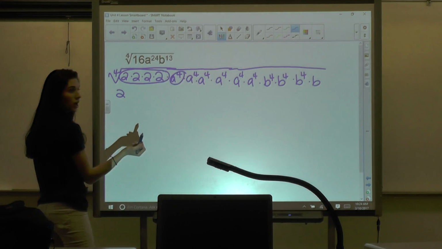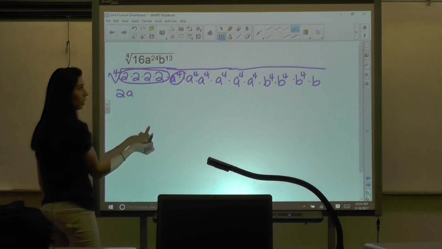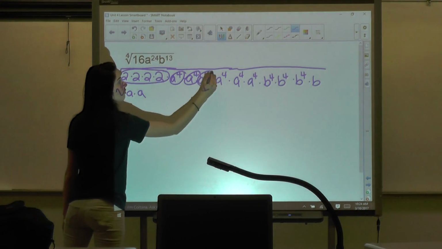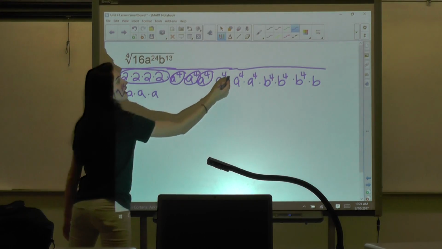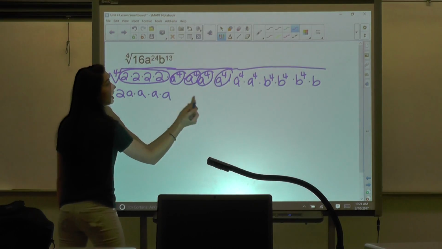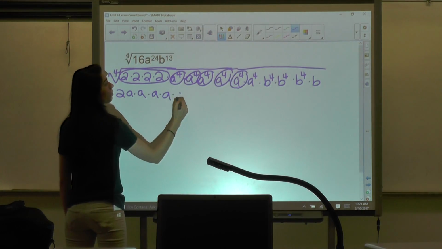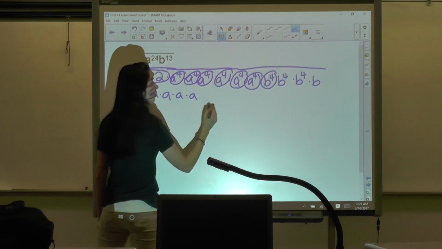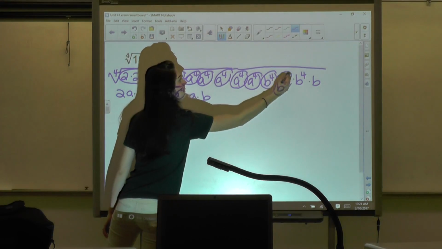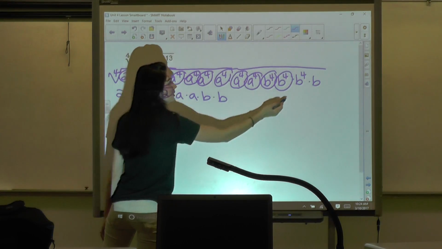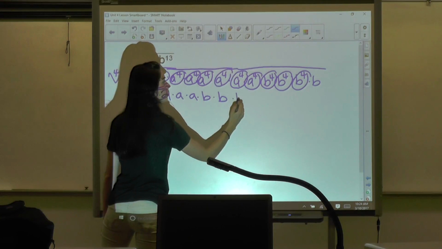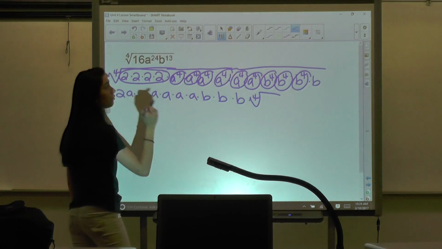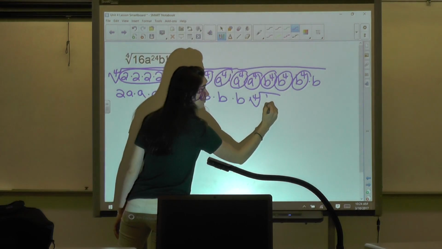I have a to the power 4, so I bring out 1a. A to the power 4, bring out 1a. A to the power 4, bring out 1a. A to the power 4, bring out 1a. A to the power 4, bring out 1a. A to the power 4, bring out 1a. B to the power 4, bring out 1b. B to the power 4, bring out 1b. B to the power 4, bring out 1b. And you are left with the 4th root of what is left, ab.